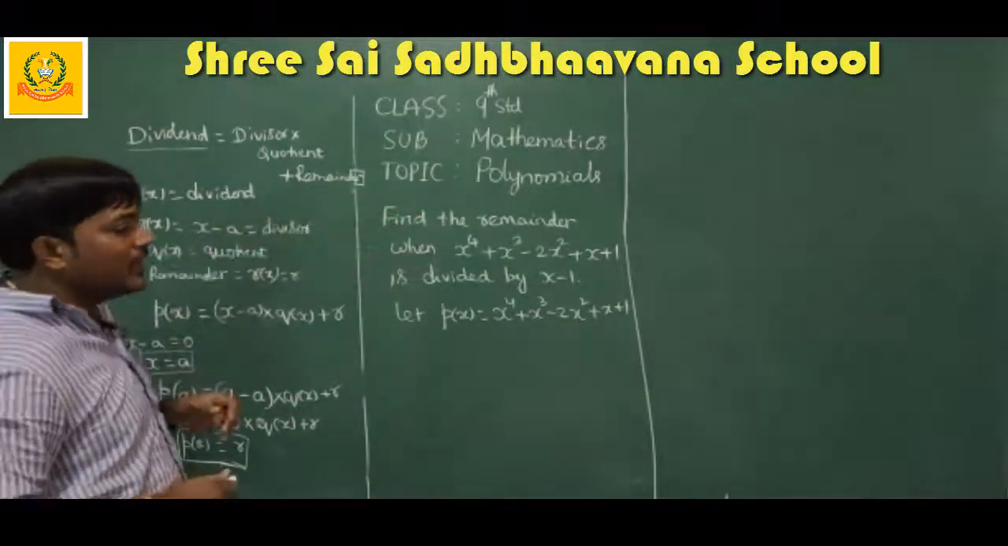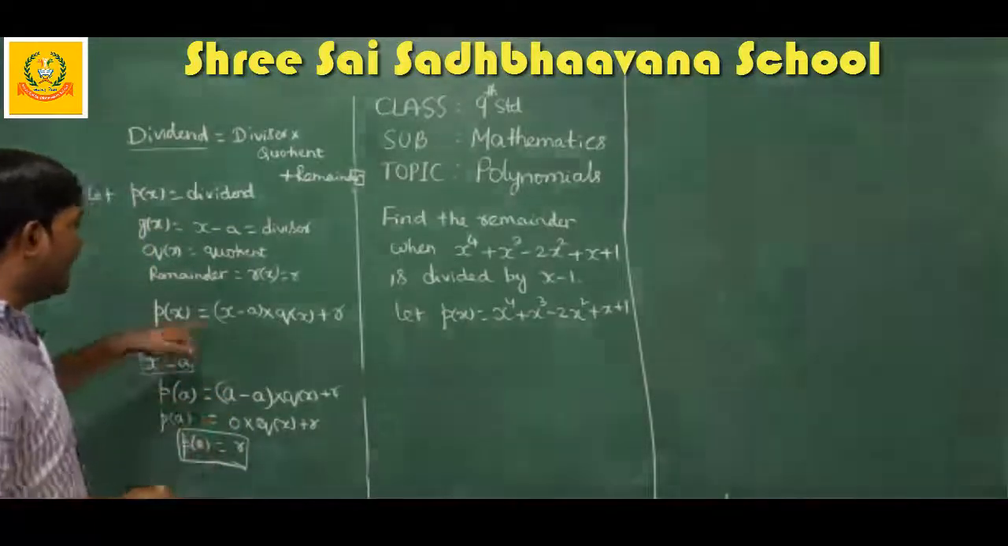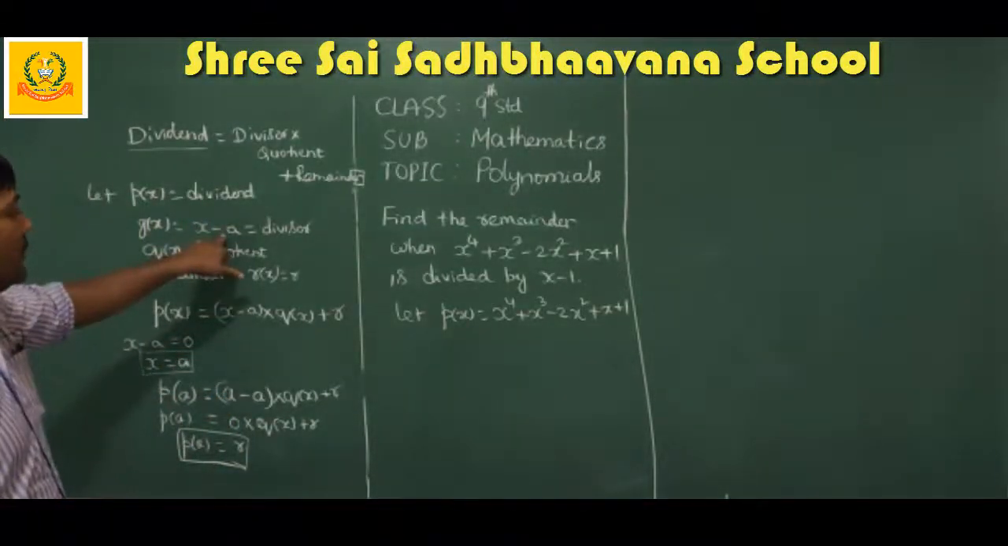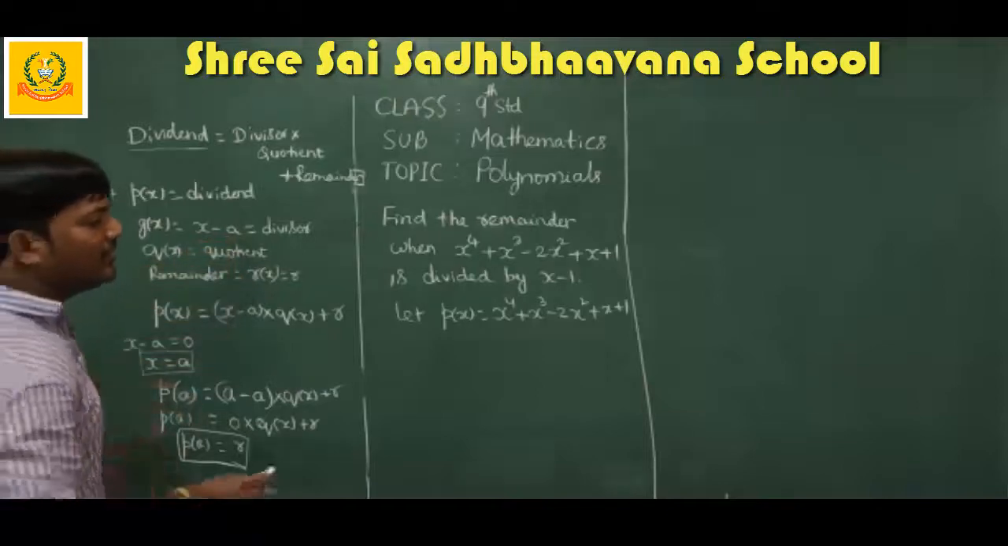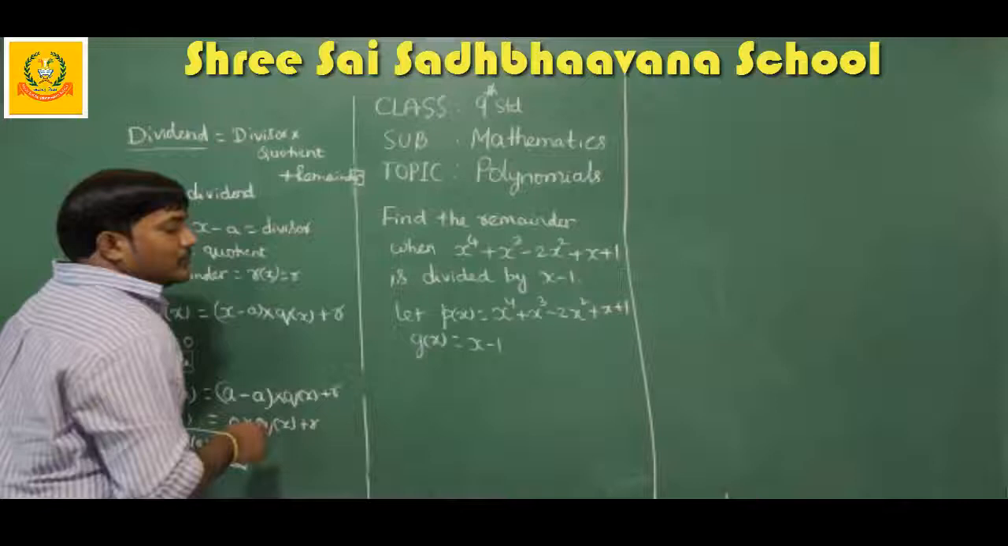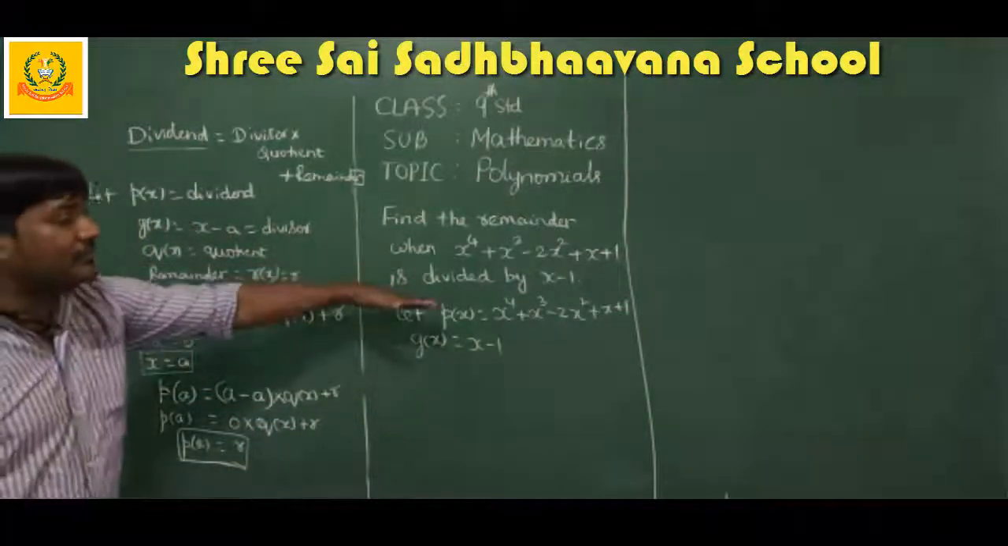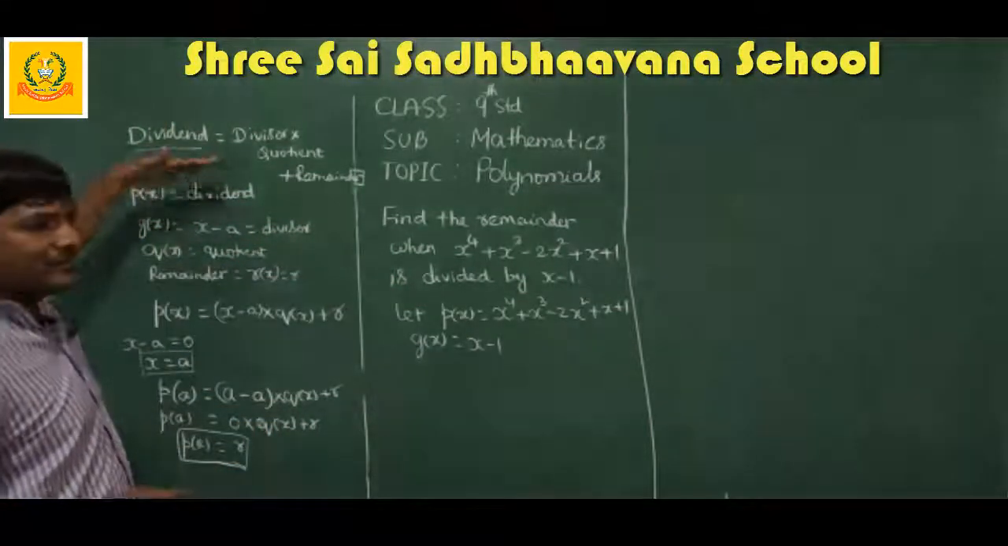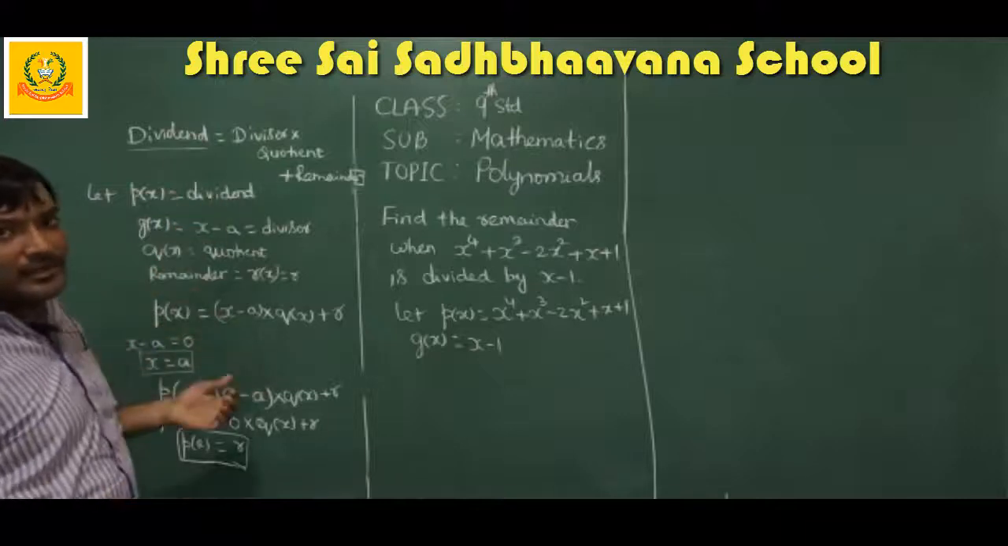Correct? Now we are dividing with x minus a. Here you see what g of x we have taken, x minus a. Here it will be x minus 1. That's all. What is the difference? Here P of x is given. There, P of x is not given because it's a general proof. That is the reason they didn't give P of x.